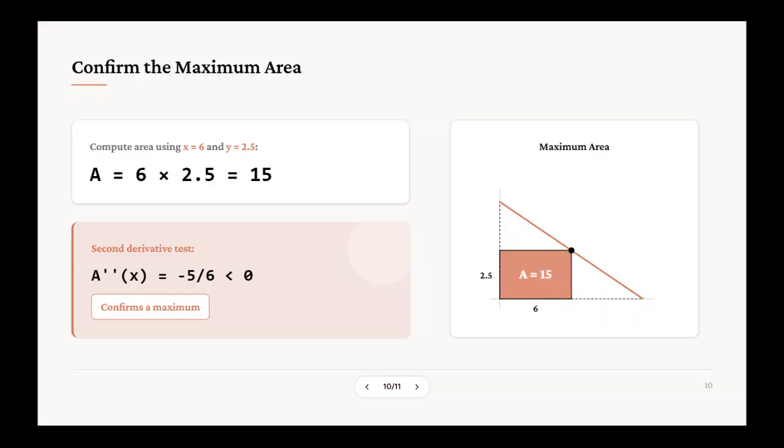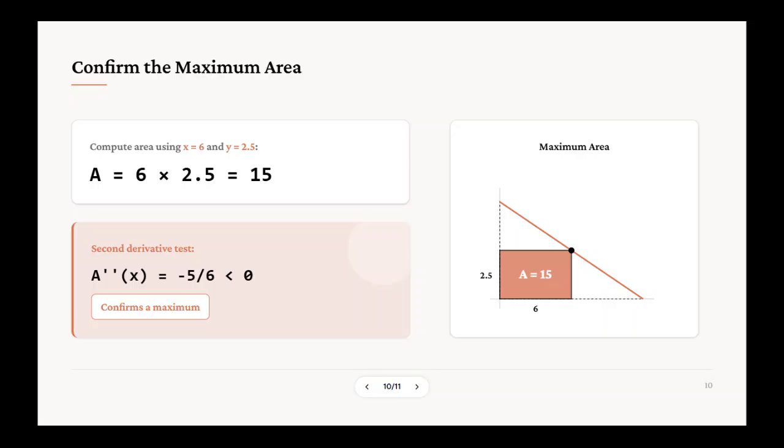Earlier, we found our first derivative was A prime of x is equal to negative 5 over 6 x plus 5. To prove that our critical point, x equals 6, is a maximum, we use the second derivative test. And this is just a shortcut to check the concavity of our function. We take the derivative of our derivative. So the derivative of negative 5 over 6 x is just negative 5 over 6, and the derivative of 5 is 0. So our second derivative, or A double prime of x, is negative 5 over 6.